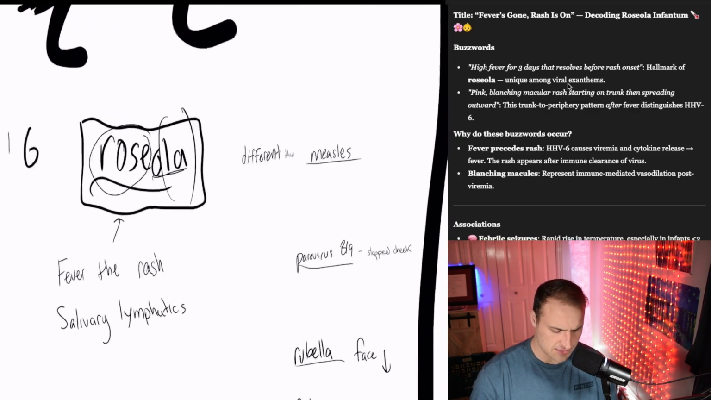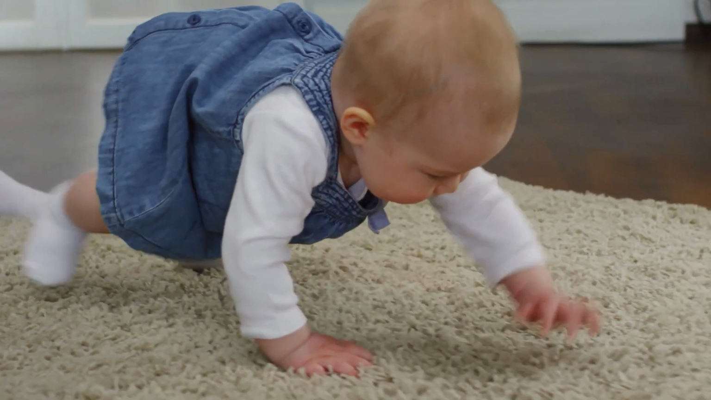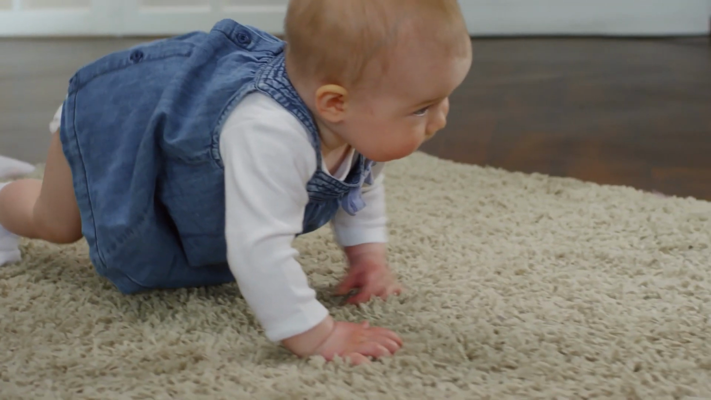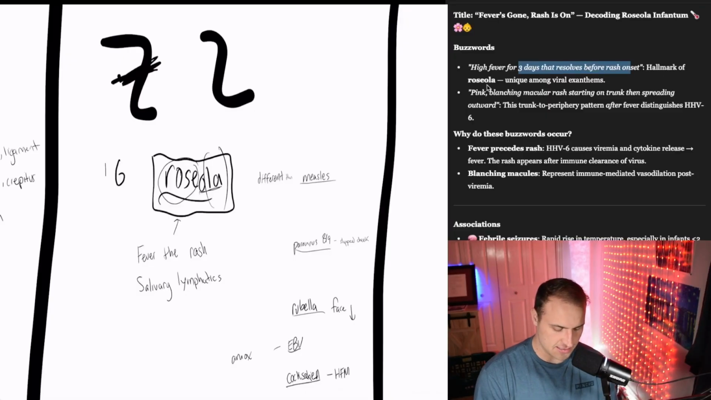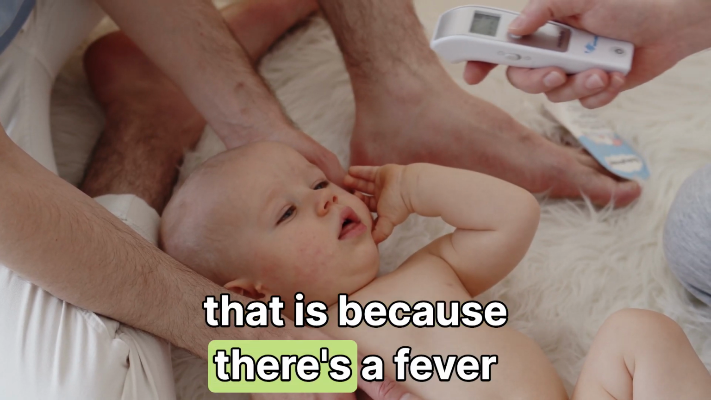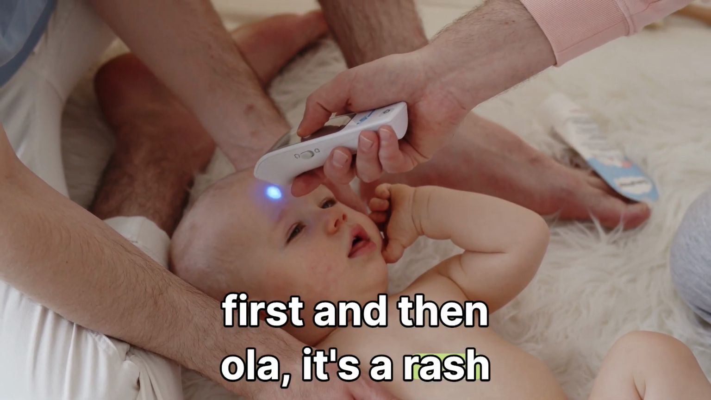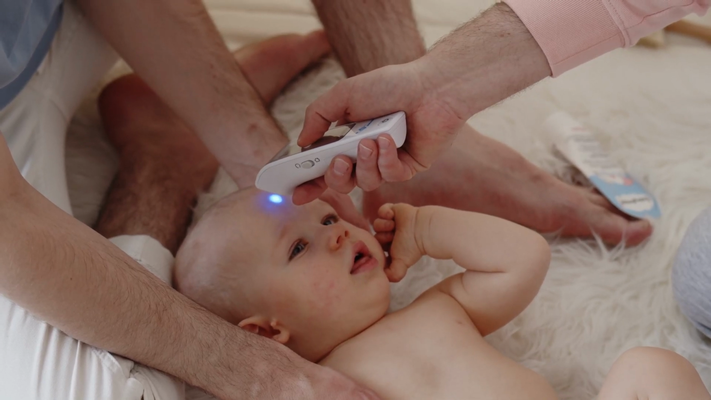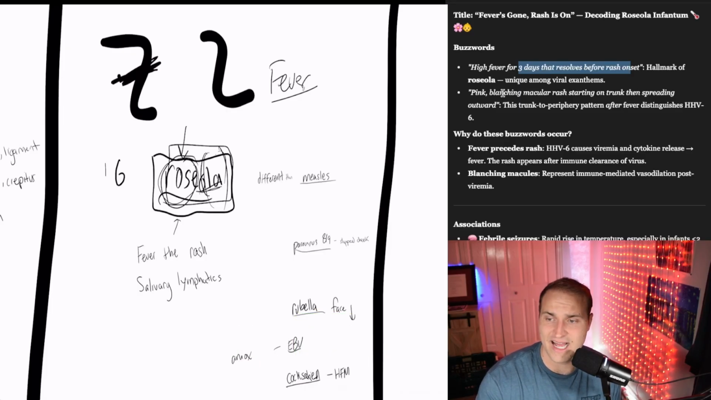All right, so in our next one, we're going to have a baby who has a high fever for 3 days that resolves and then you get a rash. Okay, so that is Roseola. And the way I want you to think of this is like, hola. That means suddenly appears a rosy rash. All right, hola, a rash. So that is because there's a fever first and then hola, it's a rash. Roseola. All right, rose, a red rose rash, hola, it's there.